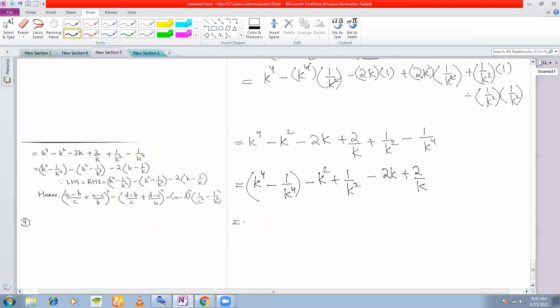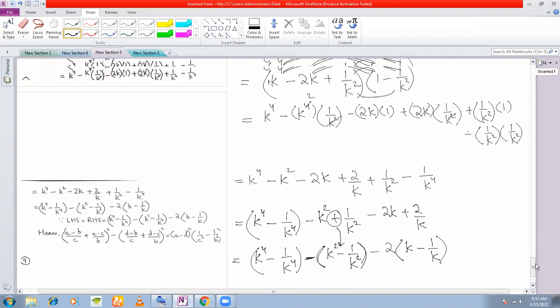Okay. So therefore, now you introduce brackets. K to the power of 4 minus 1 by k to the power of 4, minus k square minus 1 by k square, minus, from here you can take 2 common, twice k minus 1 by k. Sir, k square plus 1 by k square? No. Since I've introduced brackets, this sign will change from plus to a minus because there's a bracket and there's a minus sign outside. Okay, sir. Okay. So that is why you're getting this.